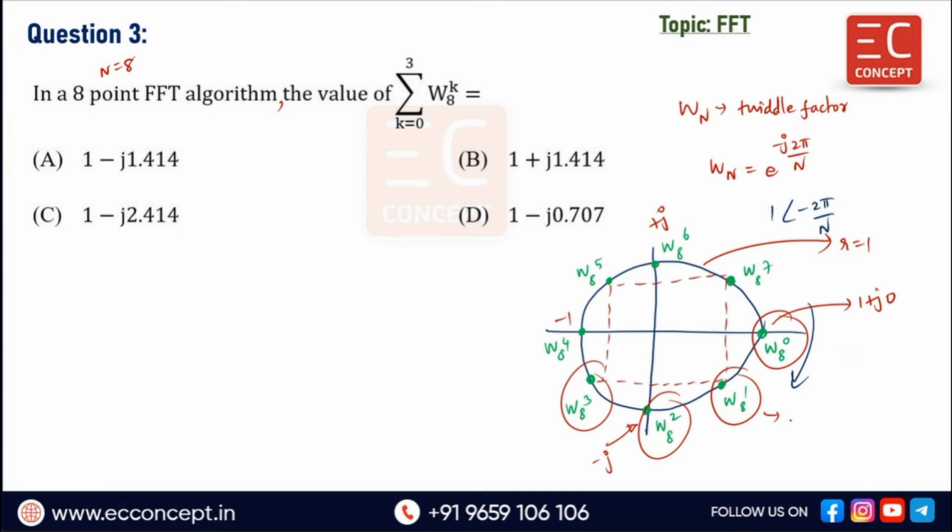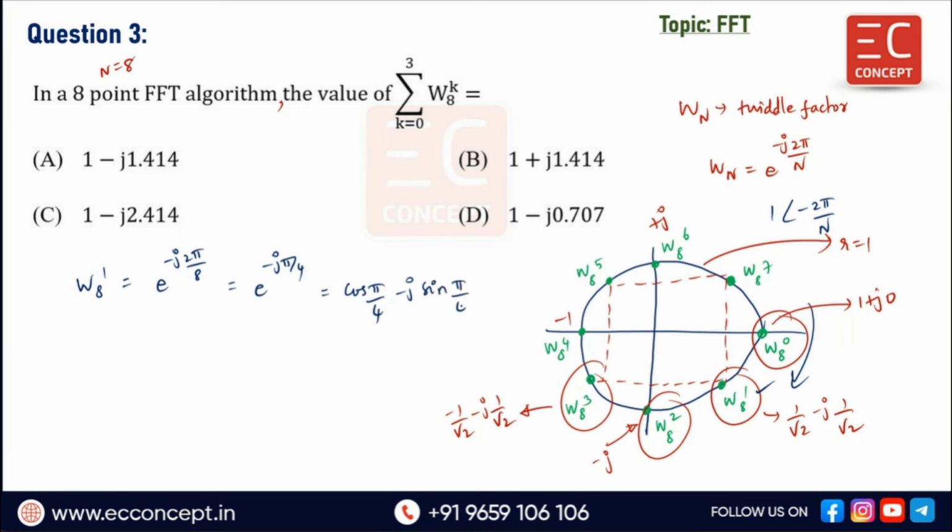If we calculate these points by the formula, we get magnitude 1/√2 minus j 1/√2, and the next is minus 1/√2 minus j 1/√2. We can substitute directly into the formula. For example, calculating W 81: e power minus j 2 pi by 8, which is e power minus j pi by 4, so cos pi by 4 minus j sin pi by 4. Cos pi by 4 is 1/√2, so the value is 1/√2 minus j 1/√2.